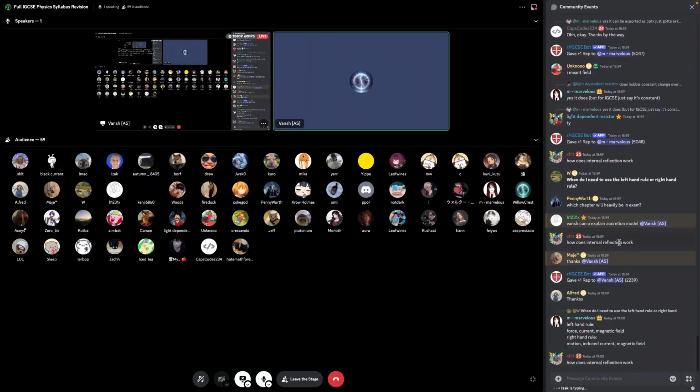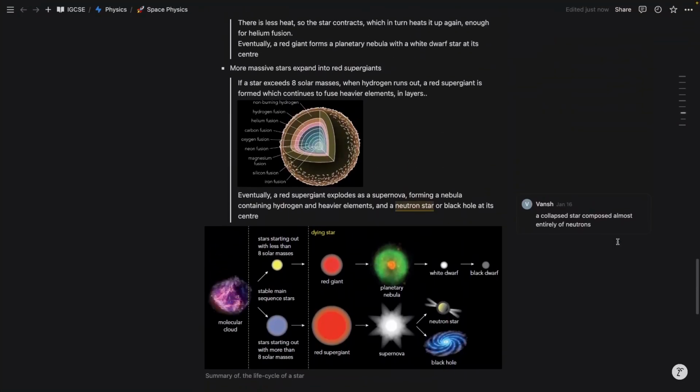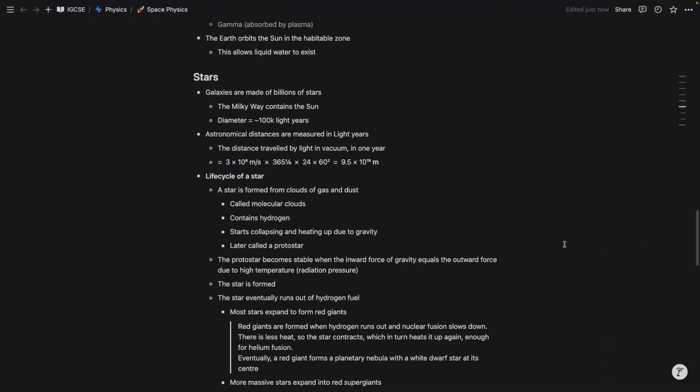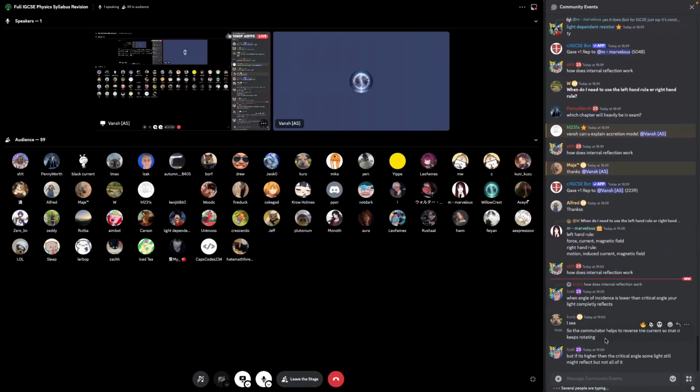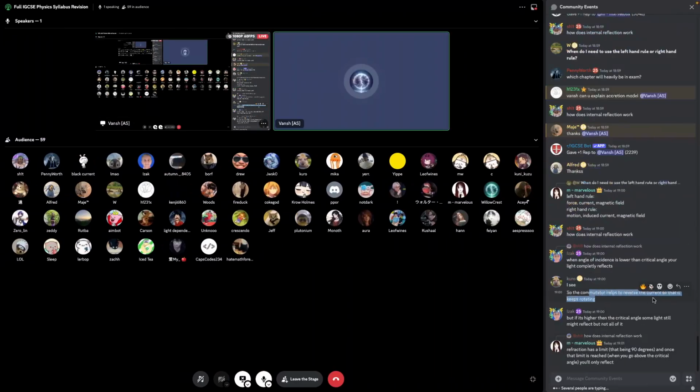The accretion model. Sure. Inside the life cycle of a star, when you have your molecular cloud which is compressing onto itself, that's called accretion, which is the accumulation of these particles into itself. An accretion disk is formed because of the rotation of all of these particles, which results in a disk being formed due to centrifugal forces. The commutator helps to reverse, yes.